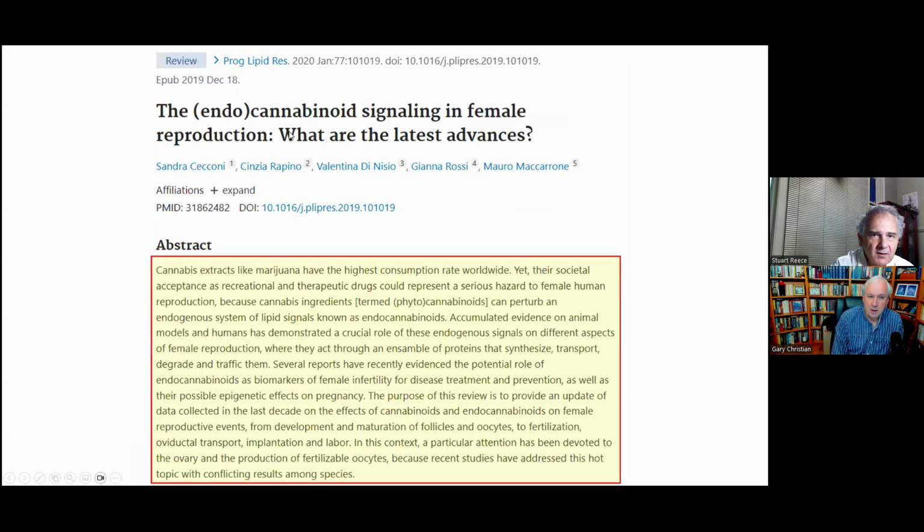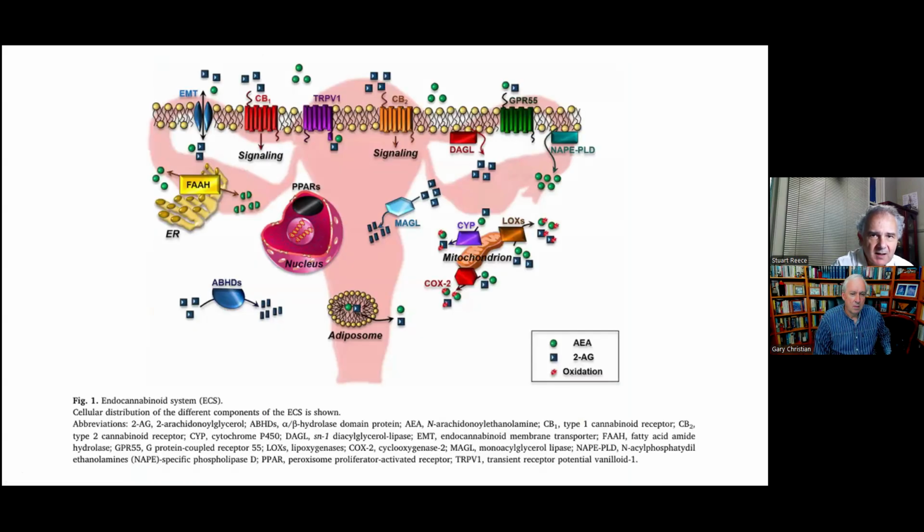And then the next question is the endocannabinoid signaling in the female reproduction. What are the latest advances? And the short answer here, this is a brilliant paper, is that really everything is affected. Now, what people don't realize, there's a lot of talk about CB1 and CB2 receptors, but there's actually 7 or 8 or 10 different cannabinoid receptors, depending how you count them.